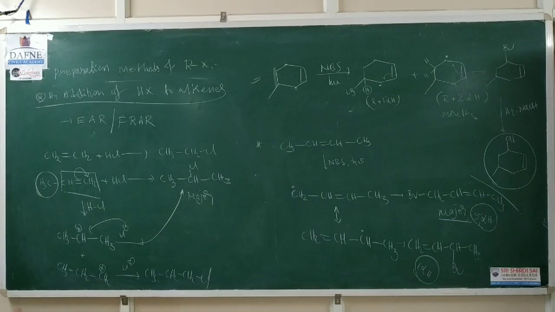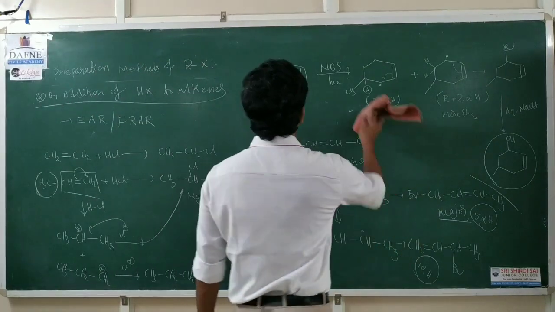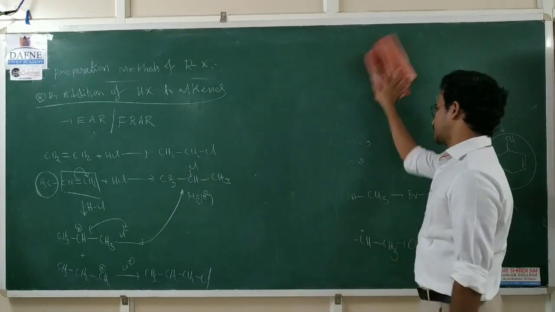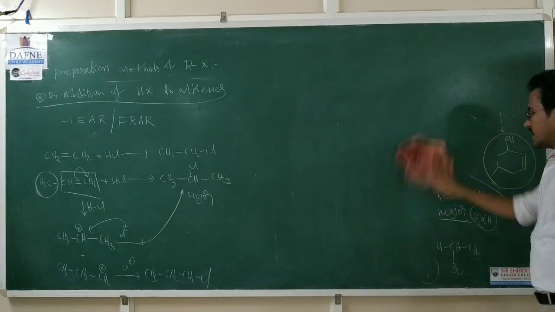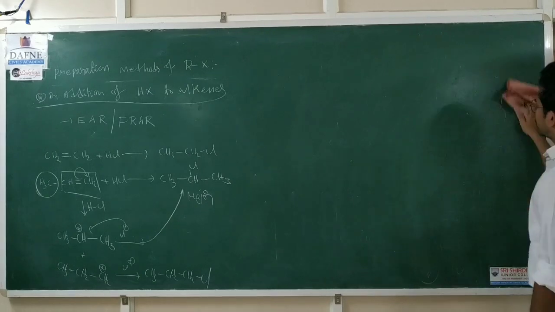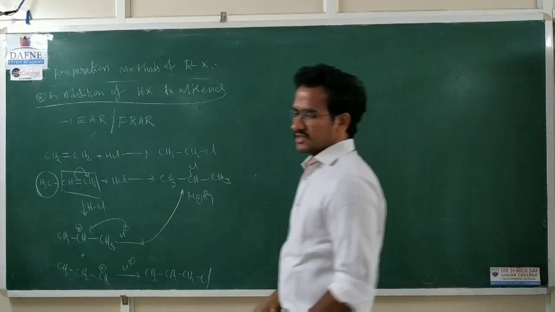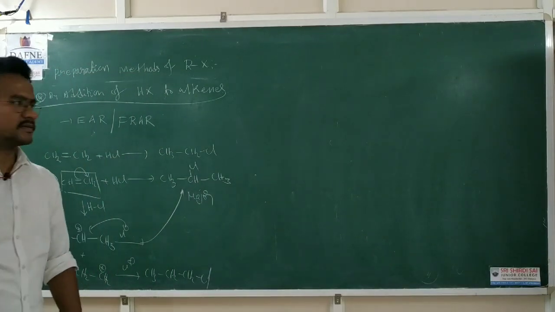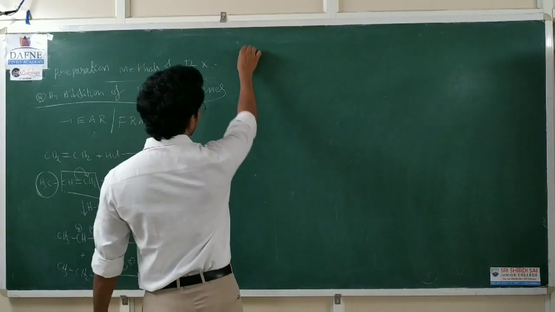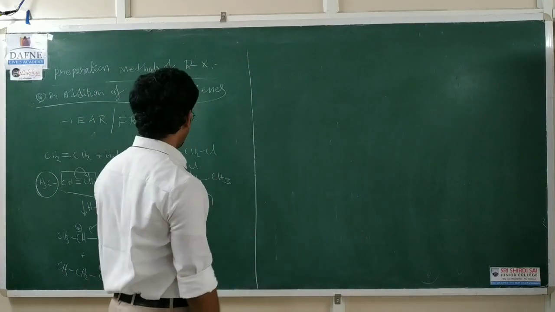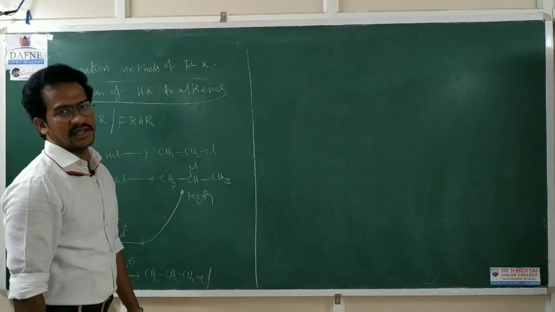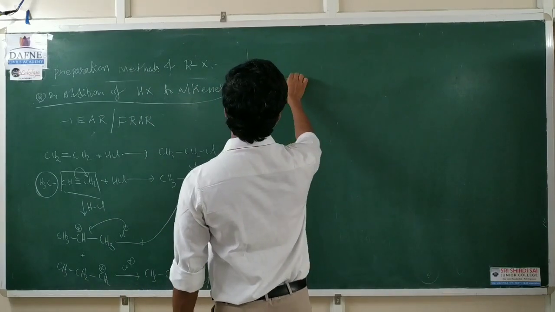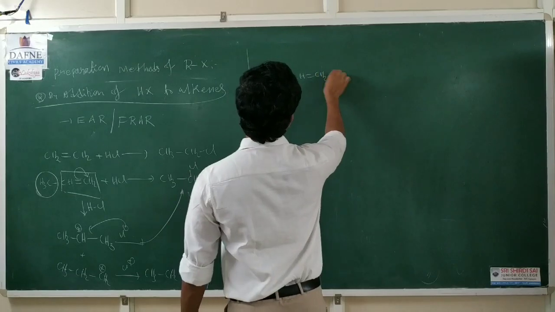Then what about the free radical addition reaction? The free radical addition reaction takes place in the presence of peroxides. The free radical addition follows the anti-Markovnikov rule. What is that? The anti-Markovnikov rule says that the hydrogen of the adding part is added to the carbon which has fewer hydrogens. That is the reverse of the Markovnikov rule.